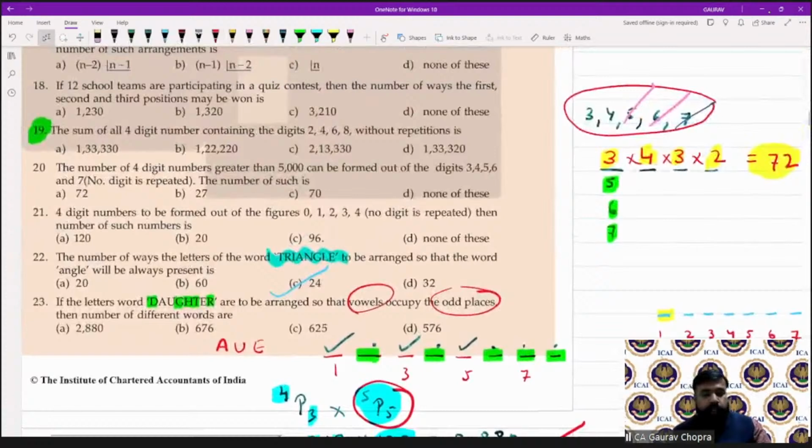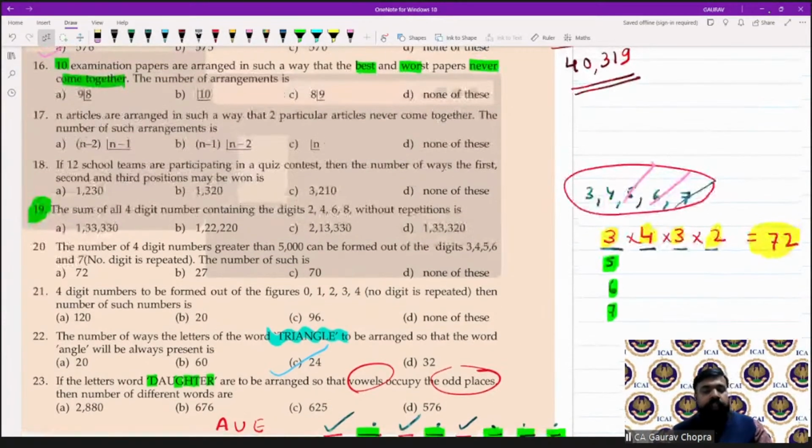Then question number 19, we have already discussed 19. 19 was the sum. You have to add all of them, multiply by 6, and then multiply with 1, 10, 100, and then 1000. So this sum we have done twice. Okay. So I think each and every question, each and every variety we have covered.